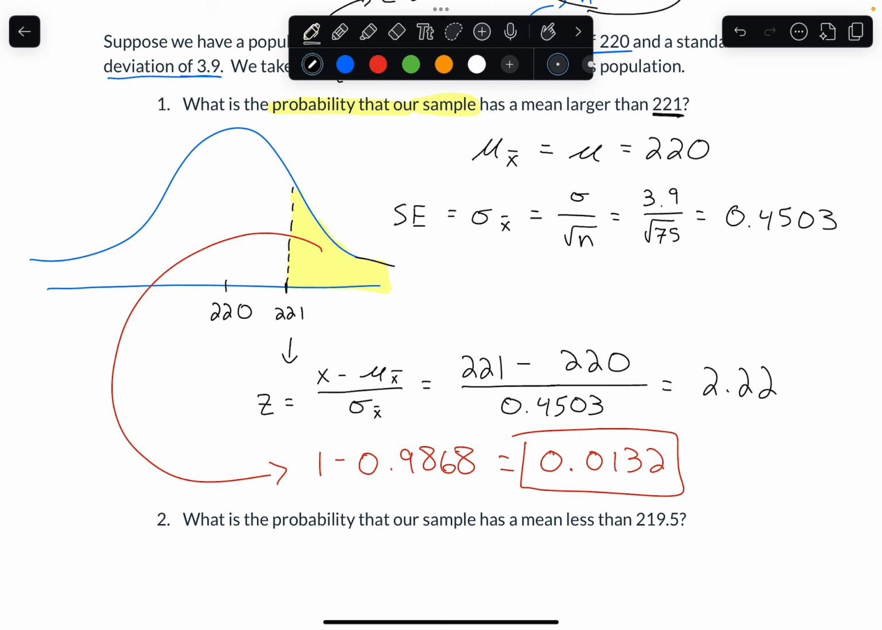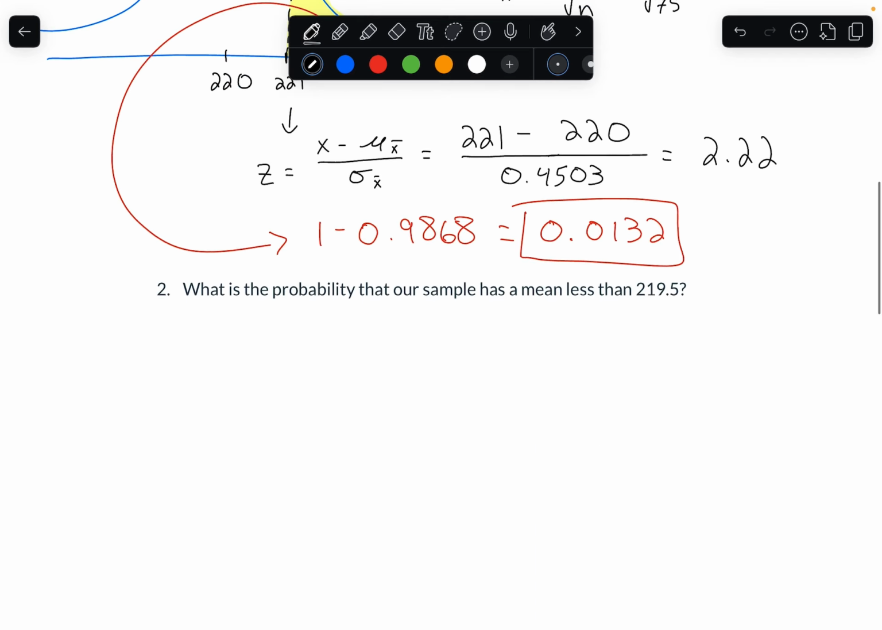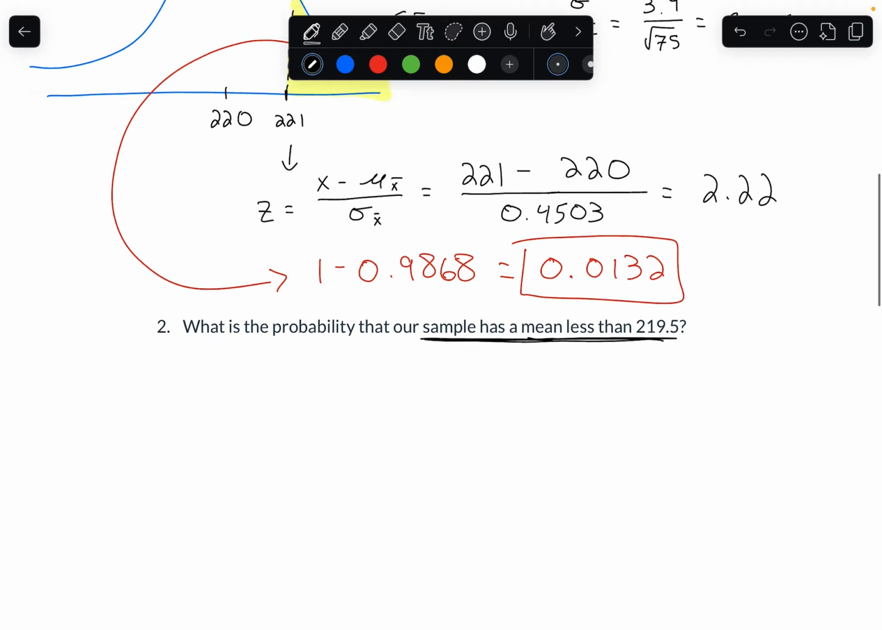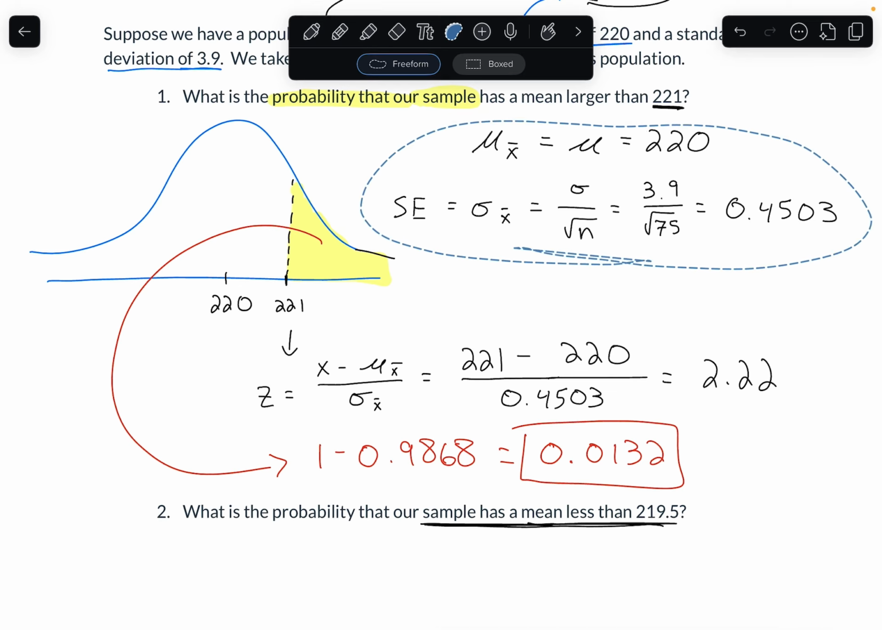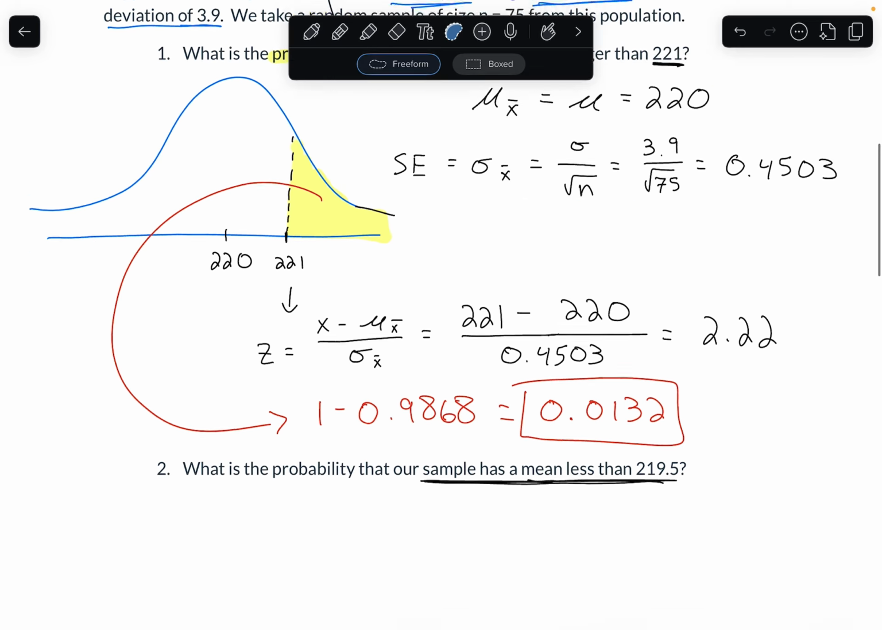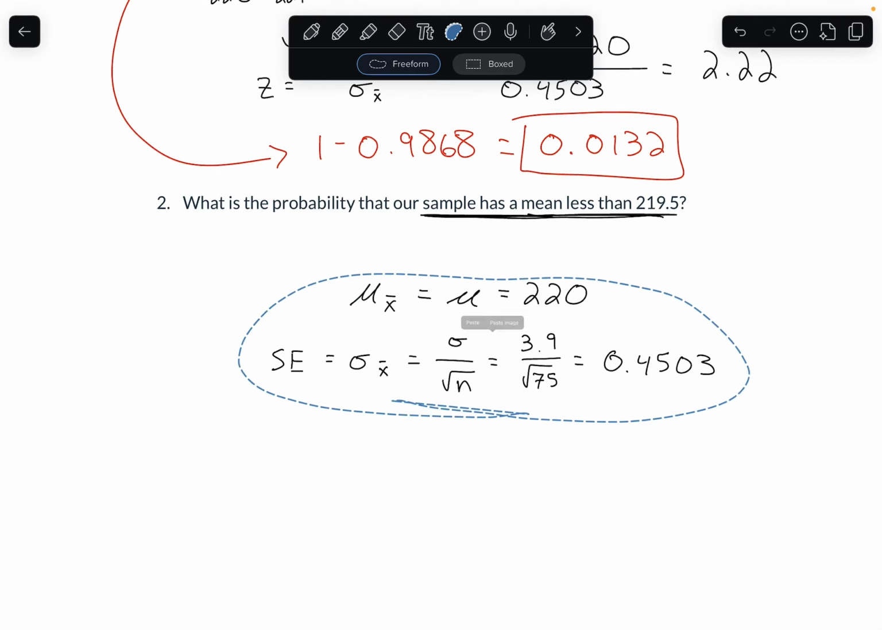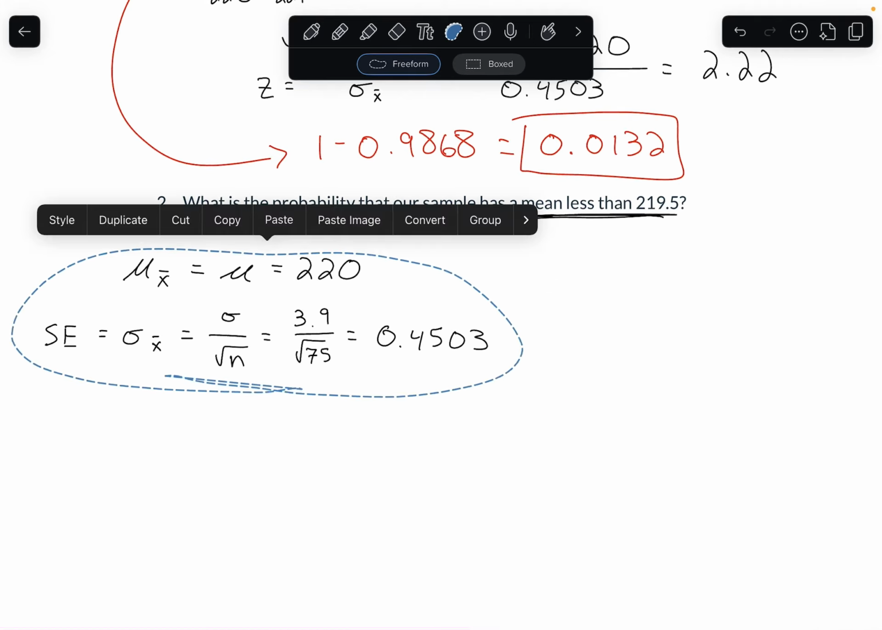Let's look at one more part of this before we move into another example in our next video. This one asks for number 2. It says, what is the probability that our sample has a mean less than 219.5? So again, we're talking about the probability of our sample, which means the sample mean and the mean of the sampling distribution and the standard deviation of the sampling distribution are all the same. So I'm going to just copy and paste those down here so that we have those in front of us.